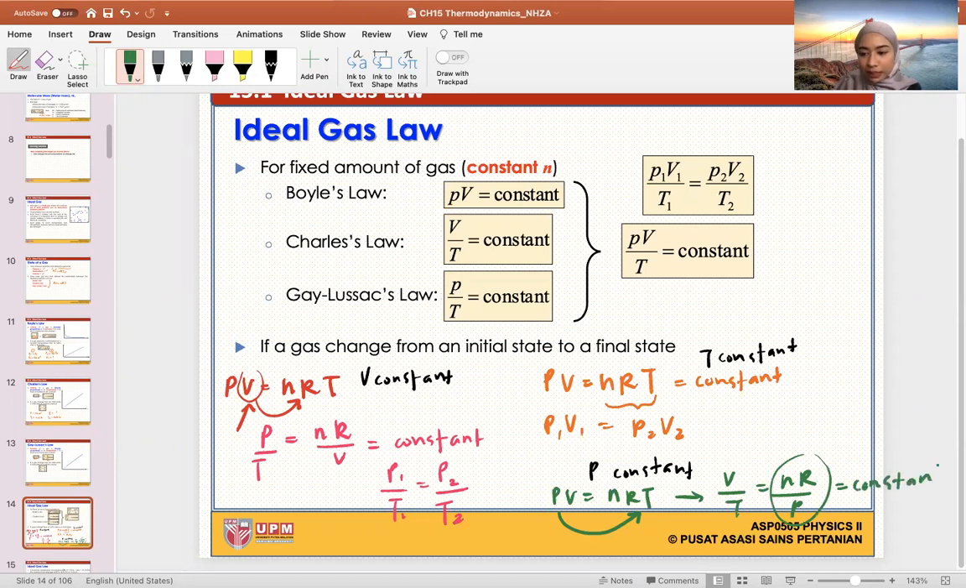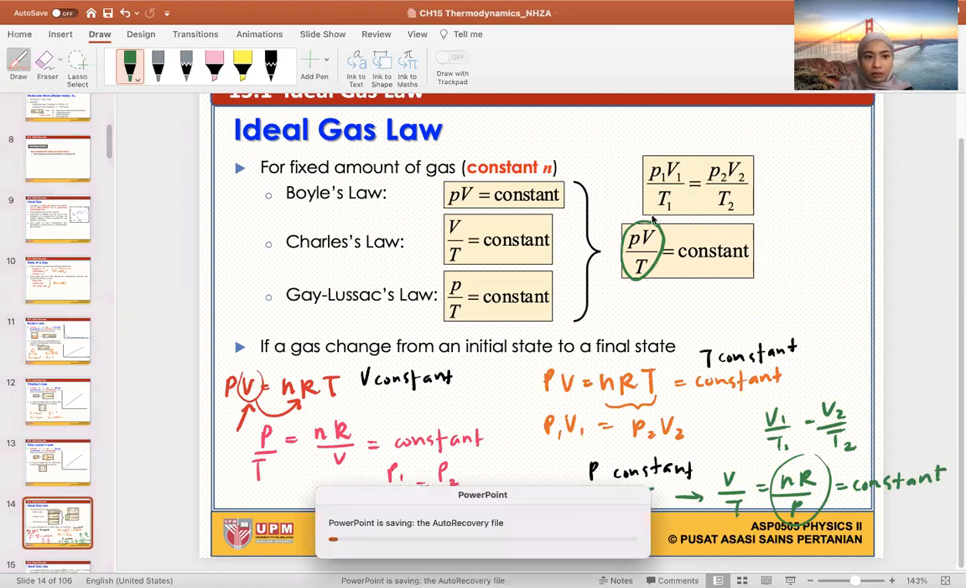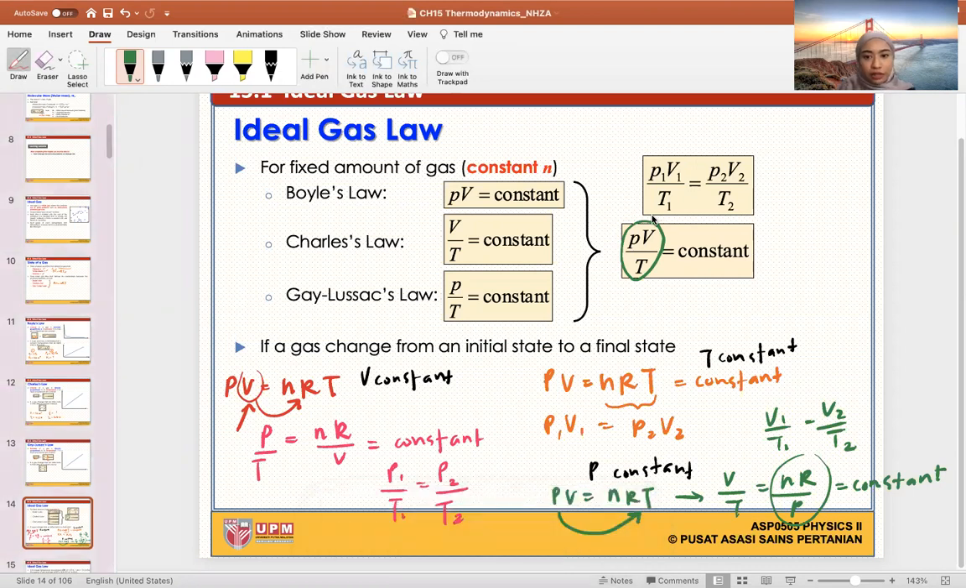Sebab dia cakap dalam soalan. So we use the V1 over T1 equals V2 over T2 equation. Okay, sometimes you have to use the PV over T equals a constant. Maksudnya semua kat sini tak constant. Ada juga cases macam tu when P, V and T, all of it is not a constant. So this is when you use P1 V1 over T1 equals P2 V2 over T2.